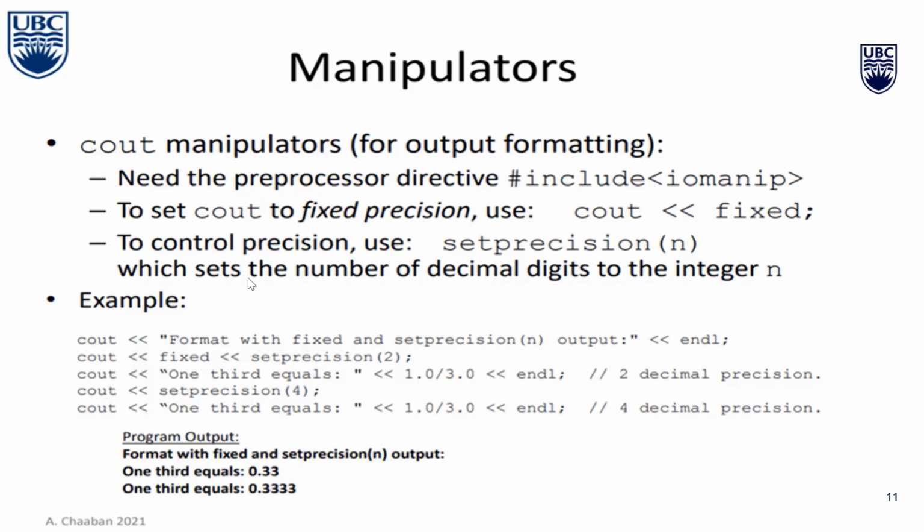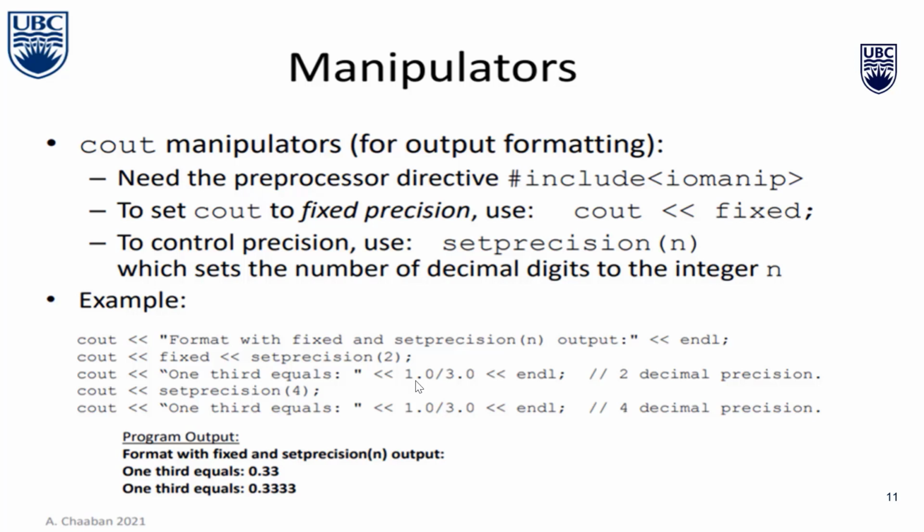We want to print the value of 1/3 by setting the precision of the result one time to 2 decimal digits only after the dot, and the other time to 4 decimal digits only. So we start first by writing cout fixed setprecision(2). This will control the precision of our output to 2 decimal digits after the dot. After that, we write cout 1/3 equals, and we write 1 divided by 3, then endl. The endl here will make the next output go to the next line.